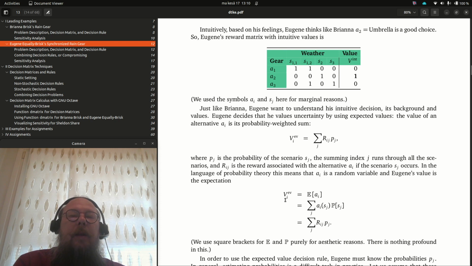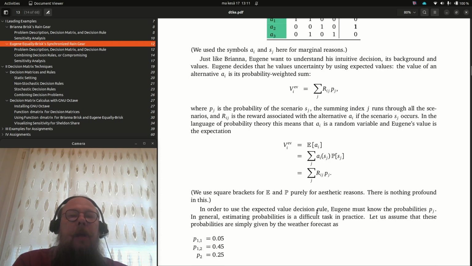And here is a little bit of discussion about the expected value. So if we take this AI to be a random variable that takes the value Rij if the scenario Sj happens, then this expected value is really the expectation of AI. So this is the probability formulation. So this is AI given Sj happens with the probability of Sj, and this AI given Sj happens, this is the reward Rij, and the probability of Sj is Pj.